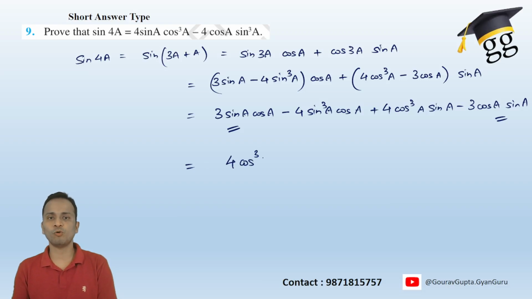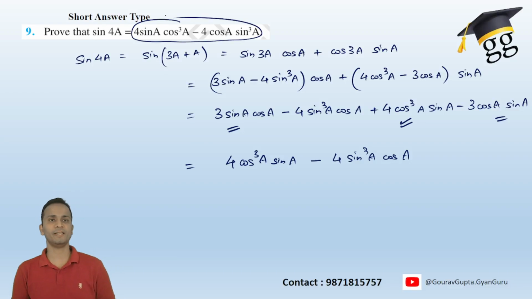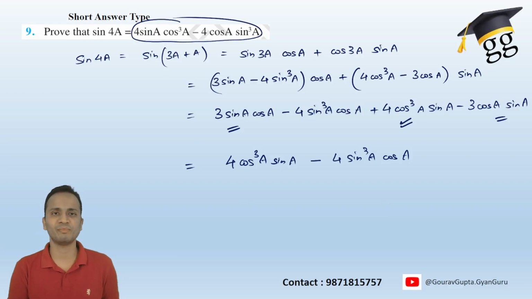I'm rearranging 4 cos cube a. First of all, this term 4 cos cube a sine a minus 4 sine cube a cos a, which is required in the right hand side. Exactly this thing is required in the right hand side. So that was question number 9.